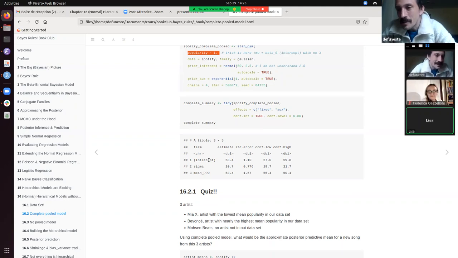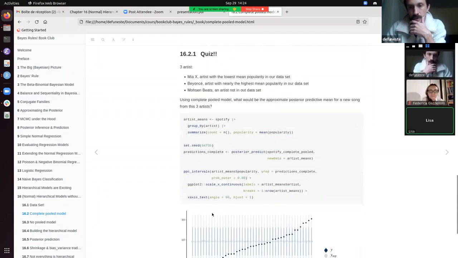Okay, basically the model will not make any difference, because there is no point in the model where you have information about the artist. Which makes less sense, because we already know Mia X has less chance, if she releases a new song, of producing a high popularity song than, for example, Beyonce.